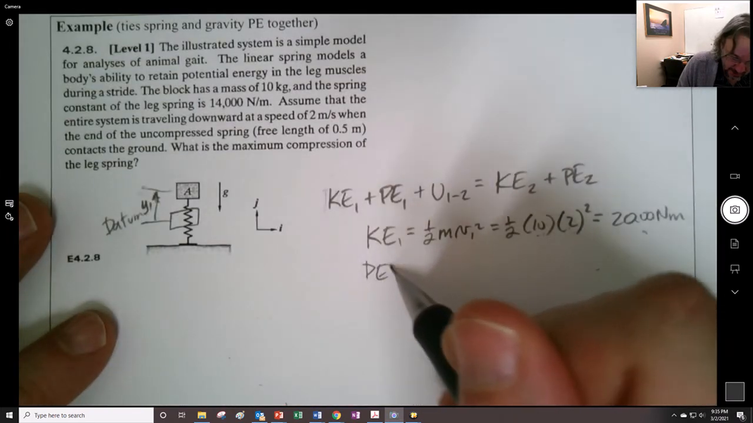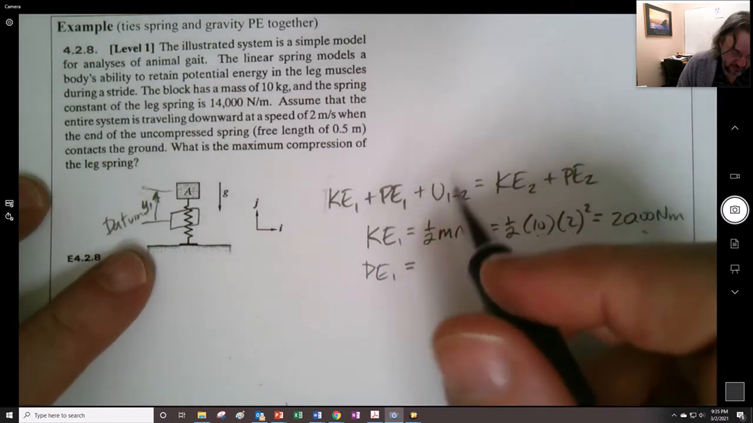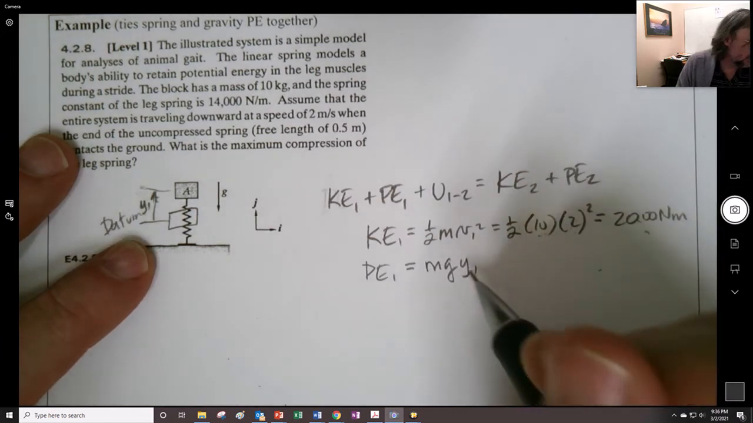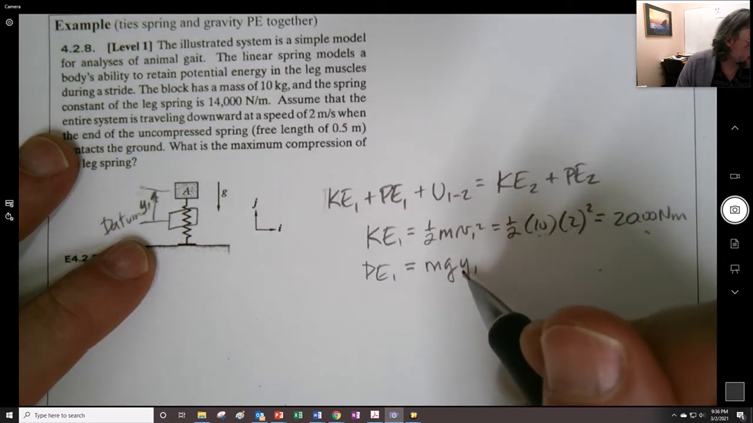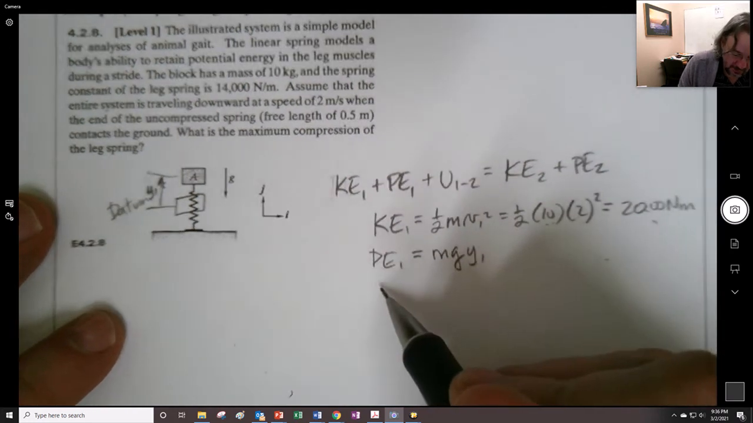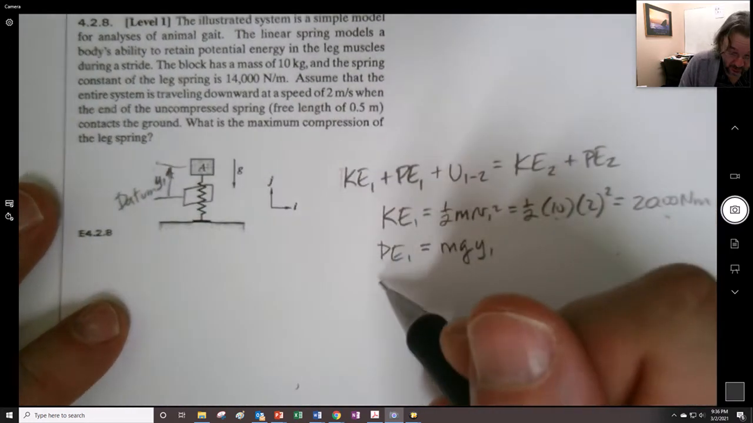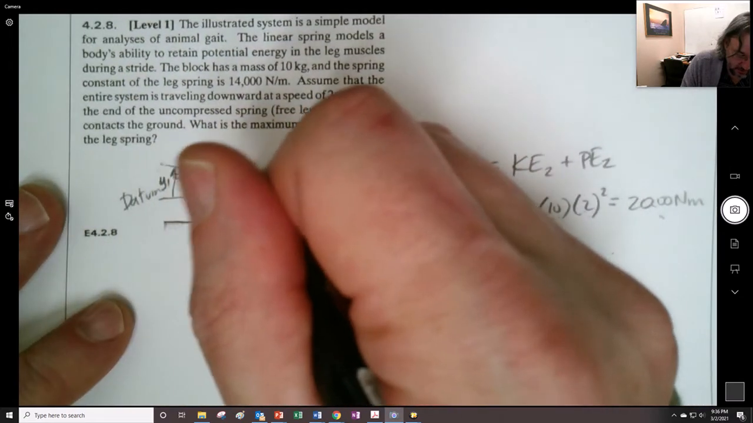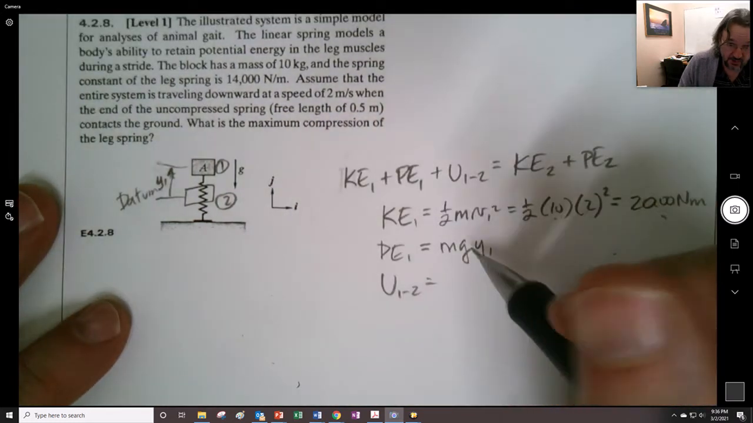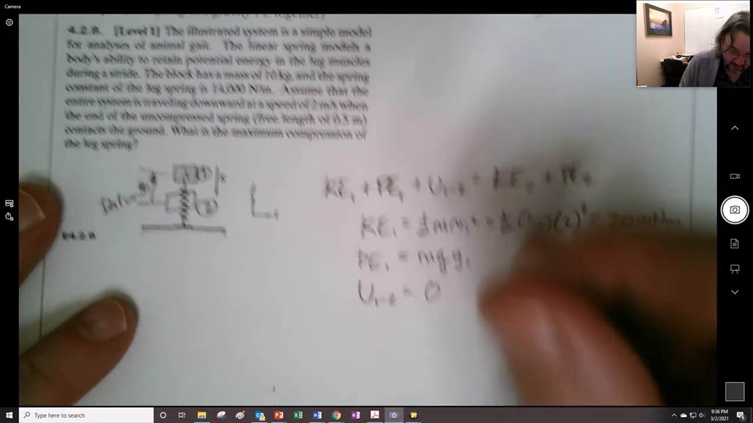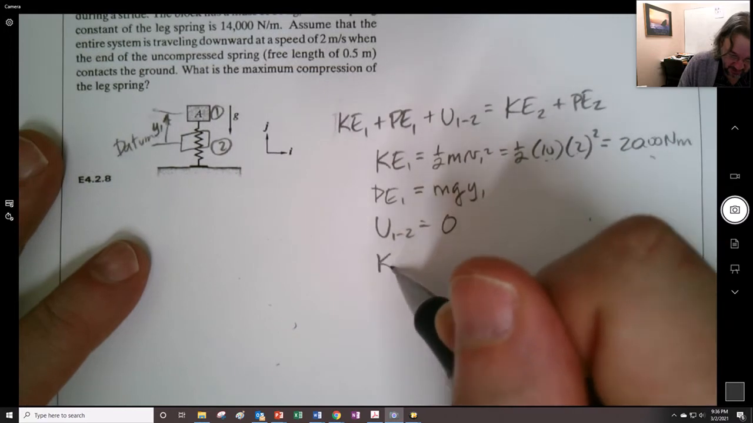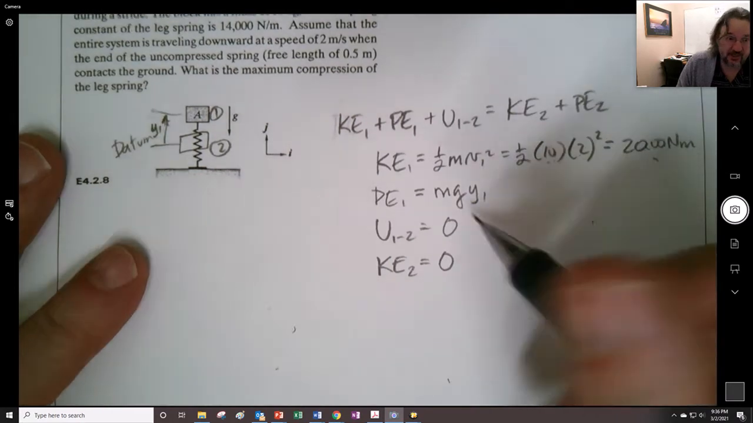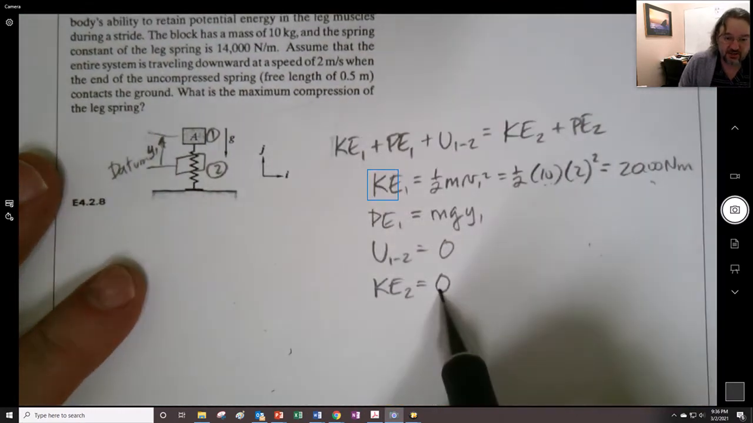The potential energy at 1 is going to be equal to the mass times gravity times that y1. Let's see that here in a second, what that's going to be. The spring is uncompressed, so we don't have to worry about it. 1 to 2, there's no losses taking place between states 1 and 2, right? So conservation of energy. We've been doing a lot of those. We need some more non-conservation ones. And then it's going to come to rest, right? It's going to come to where it stops. So the maximum compression is when this thing stops.